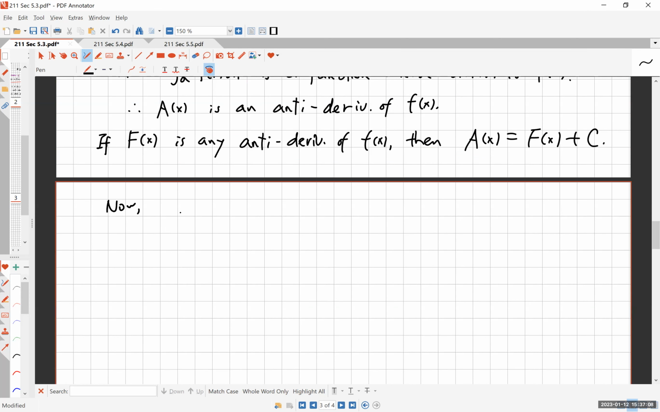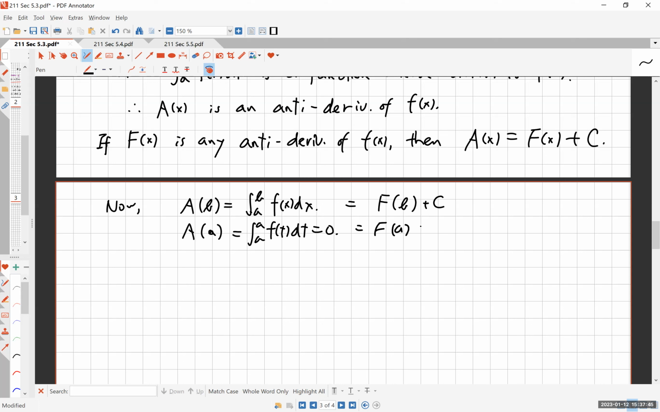Now we know something. We know A of b is what? This will be the integral. In fact, that's the entire integral. That's the entire area we are looking for, the integral from a to b of f(x) dx, right? And A of a, capital A of lowercase a, is the integral from a to a, so of course that's equal to 0. All right, so this is of course F of b plus a constant, and this is F of a plus a constant.